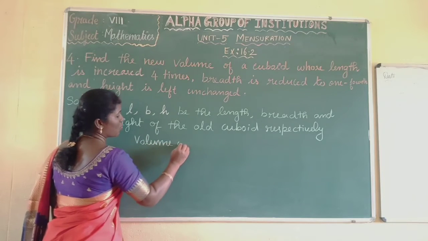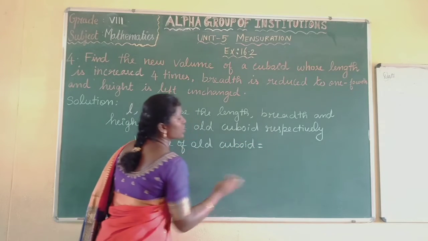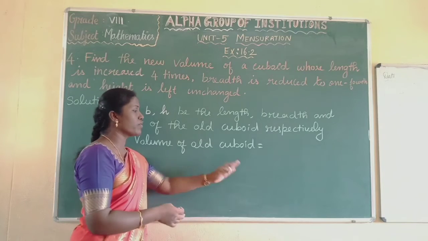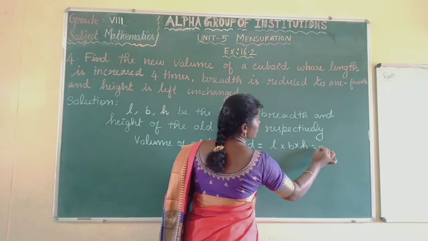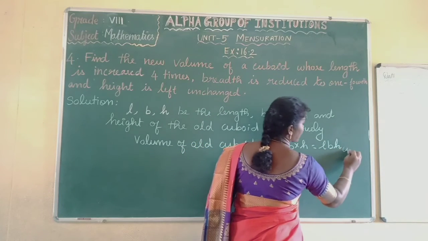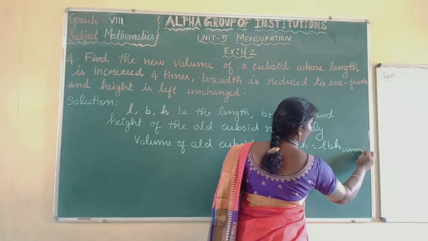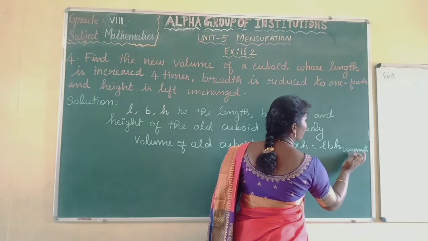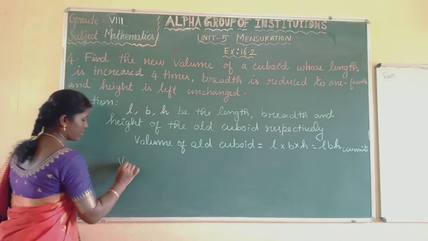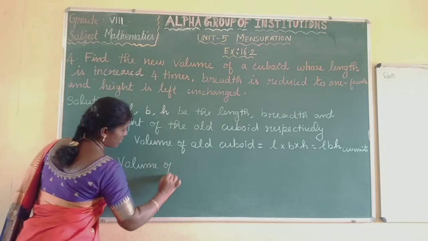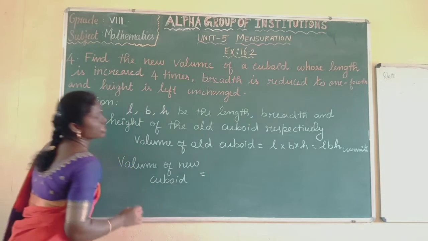So volume of old cuboid. Because only if we know this, we can say what is the difference between the volume of the old cuboid and new cuboid. So we are fixing the volume of the old cuboid as length into breadth into height. This is equal to L, B, H cubic units. We are getting it as length into breadth into height cubic units. Now the volume of new cuboid.